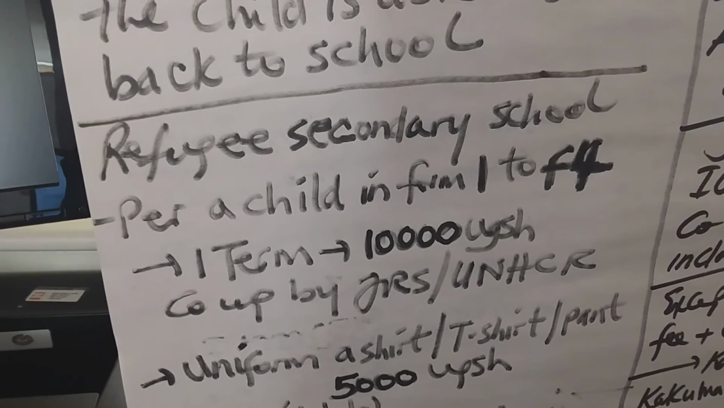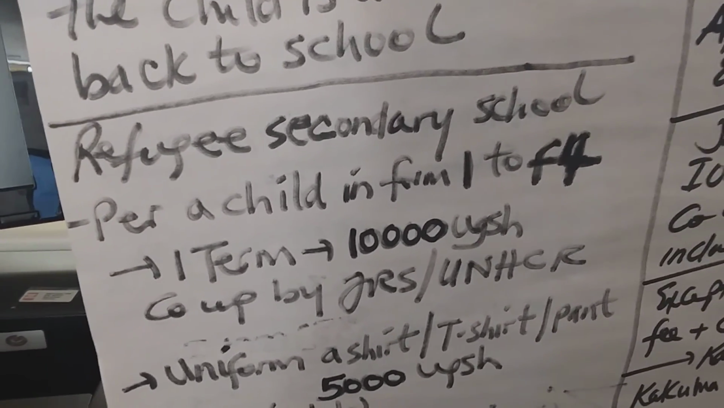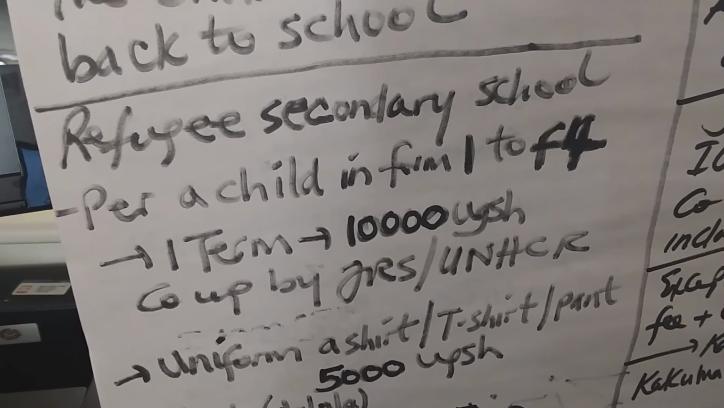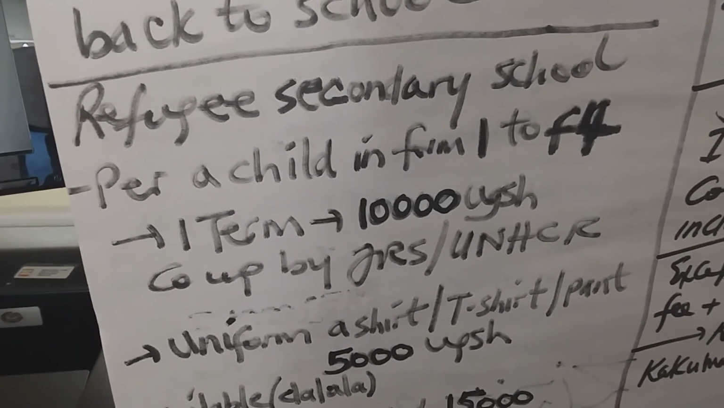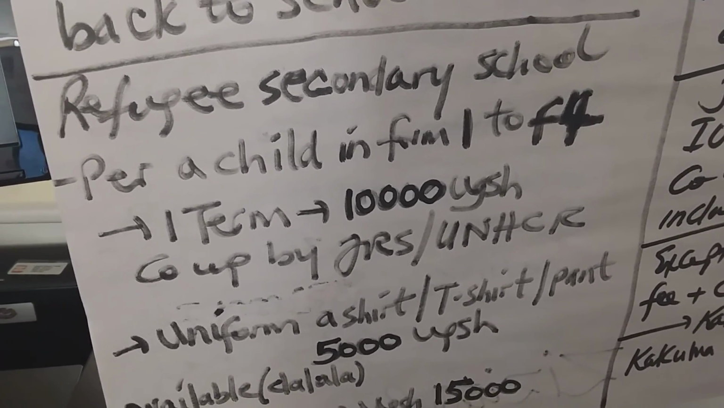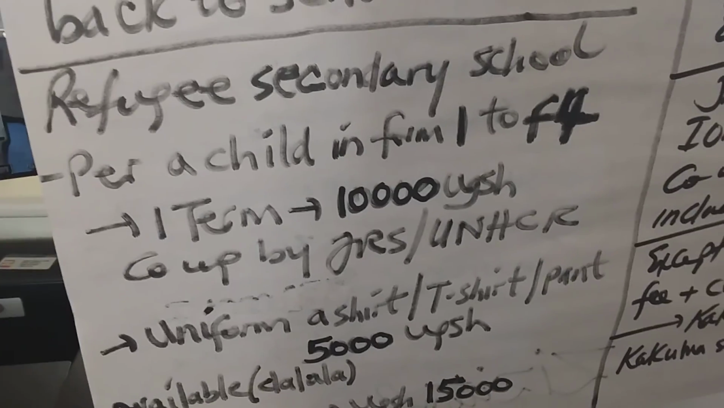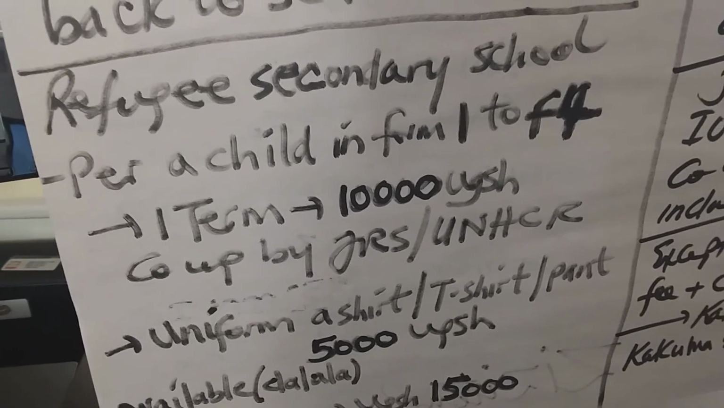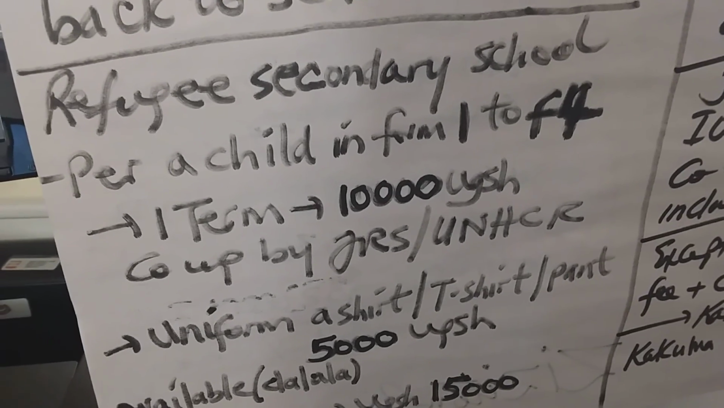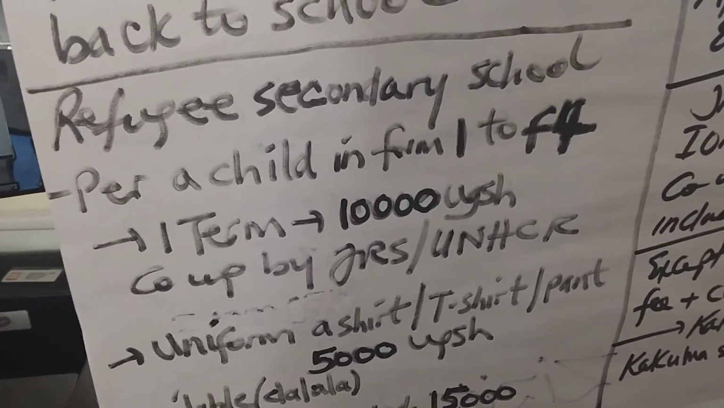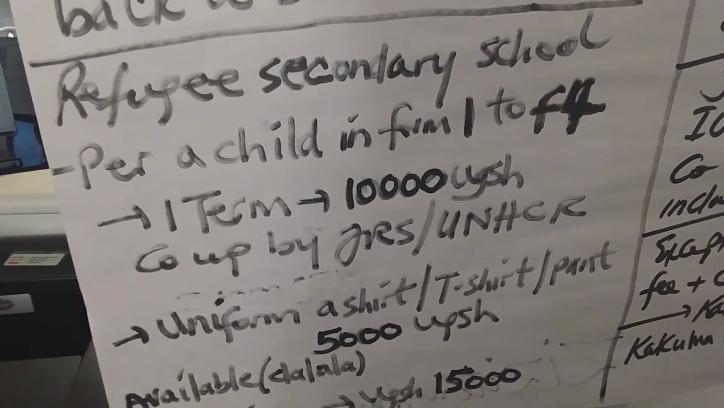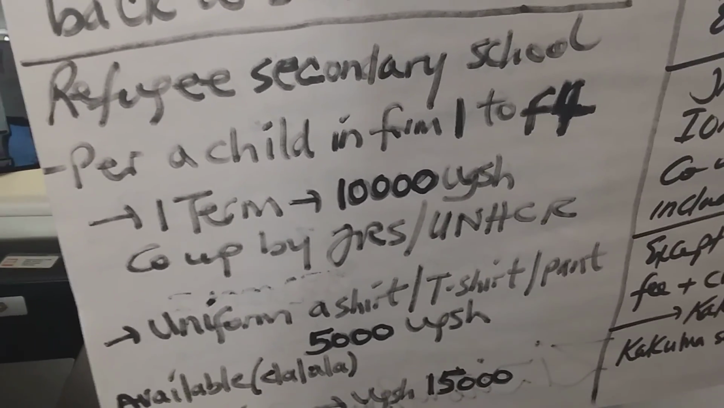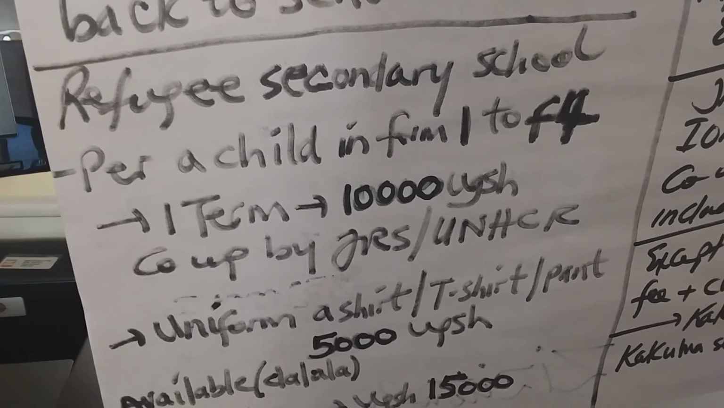Right now, okay, refugee secondary schools, from Form 1 to Form 4, and then the one term they are paying 10,000 as a co-op by JRS and UNHCR. Okay, that is a co-op. Basically, refugee students, they do normally chop their money, and then they are paying $10. They chop it also for citizens. They are paying 10,000 a year.